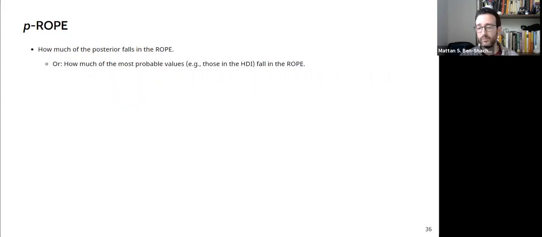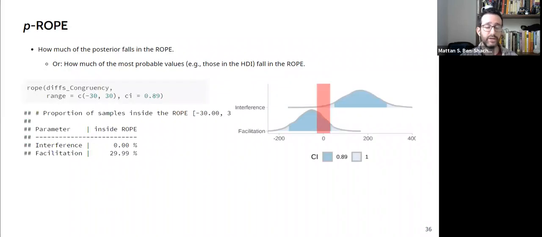So what are we actually asking? We're asking how much of the posterior falls within the region of practical equivalence. Or more often, we're asking how much of the most probable values, those in the high density interval, fall within the ROPE. We can do that with the rope function from bayestestR. So I'm defining my range here between -30 and +30, and I'm using the 89% HDI.